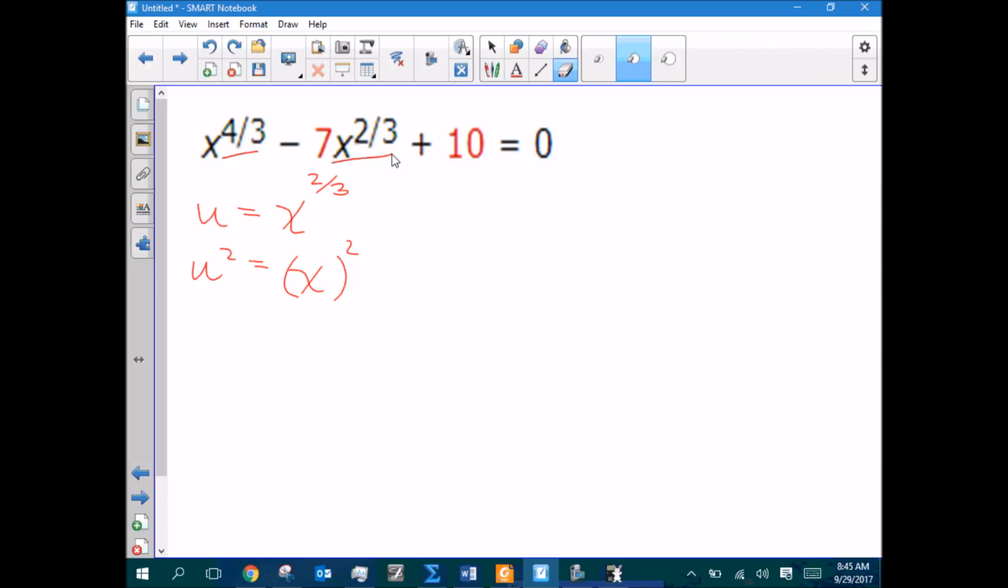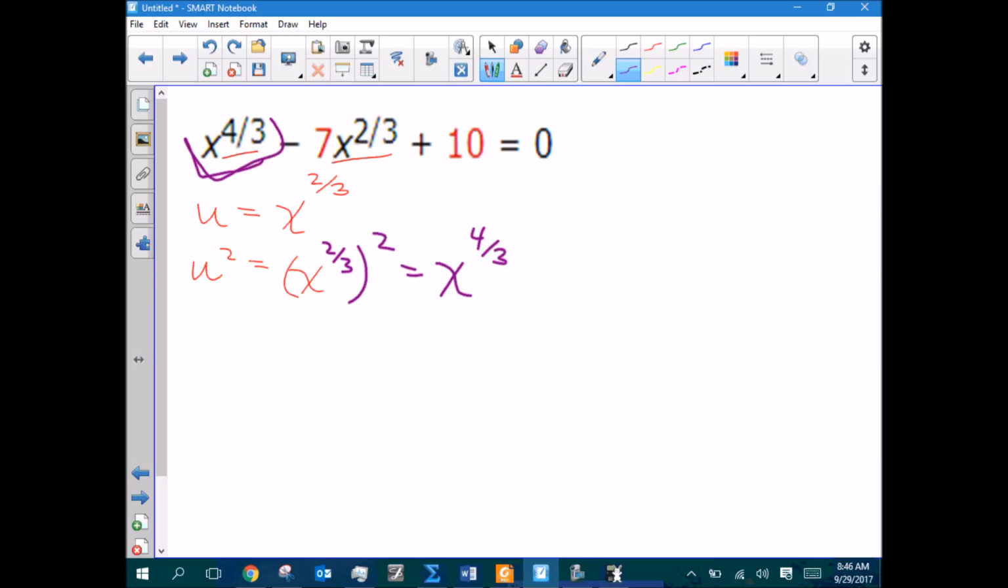I put that in there. It would be x to the 2/3 squared. Does that make sense? Okay. Well, x to the 2/3 squared is x to the 4/3. And you usually wouldn't write this, but I'm just showing you that if you let u be x to the 2/3, u squared then becomes x to the 4/3. You can make a substitution for that thing there, and you can also make a substitution for that thing there. And they conveniently substitute to u squared minus 7u plus 10 is equal to 0.